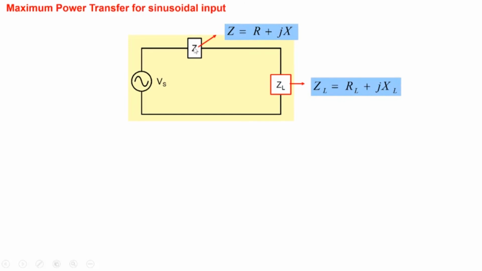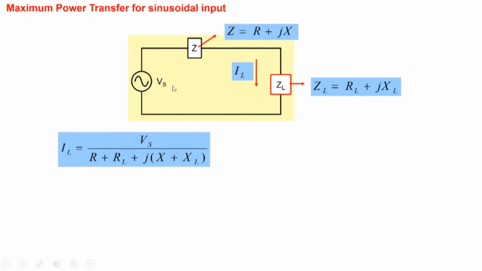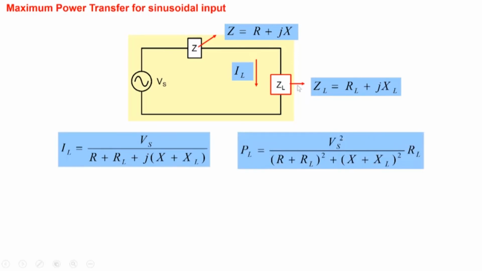Thevenin's impedance Z in general will have some real part and some imaginary part, R plus jX. Let ZL also have a real part and an imaginary part, RL plus jXL. So the current flowing into the load will be Vs, the phasor voltage, divided by the net impedance R plus RL plus j(X plus XL). And the net power dissipated in ZL is going to be the magnitude of Vs squared, that is magnitude of IL squared, multiplied by RL divided by 2. So there should be a factor of 2 which is missing here.